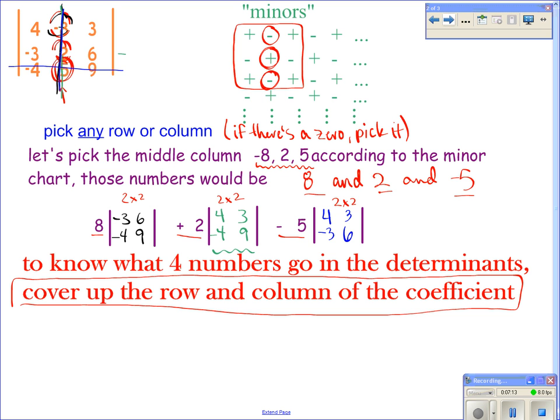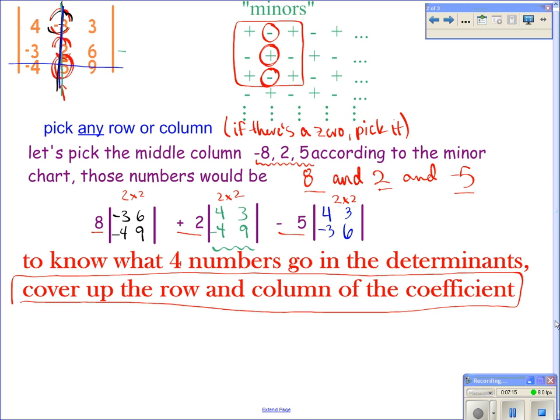So now we just need the answer. So we're going to set this up, 8, and then we'll multiply it by the answer of that determinant, plus 2 times this answer minus 5 times this answer. So now we're back to what we learned on the first page. So we multiply diagonally with those arrows. So we take -3 times 9, -27 minus -24 is what?